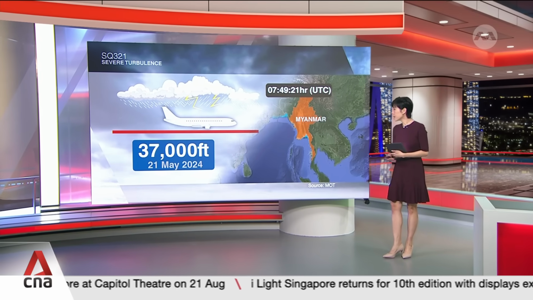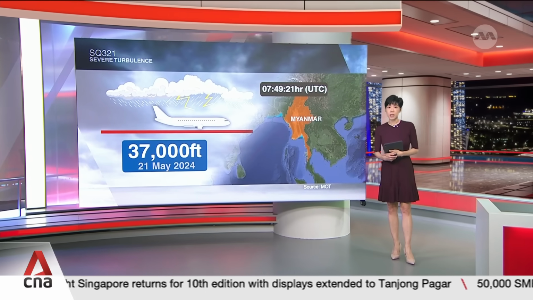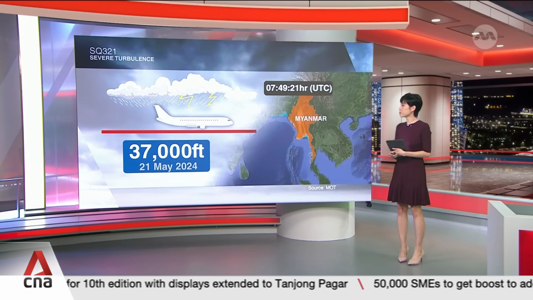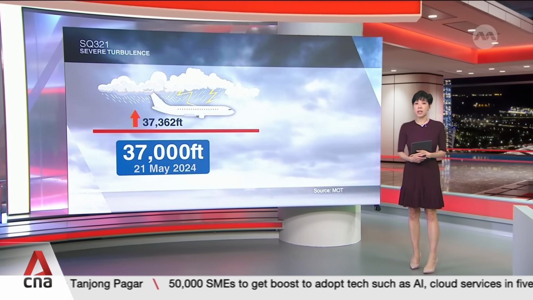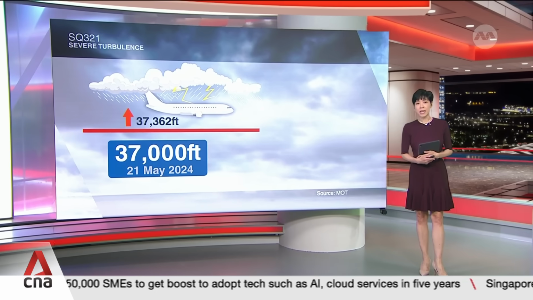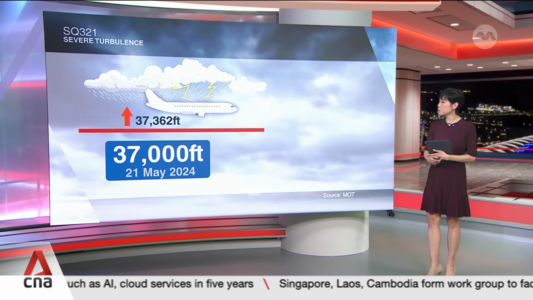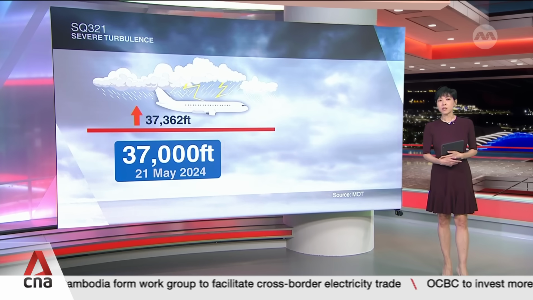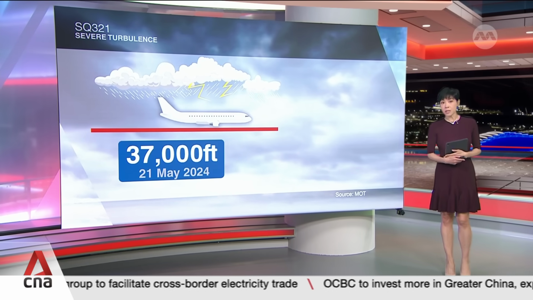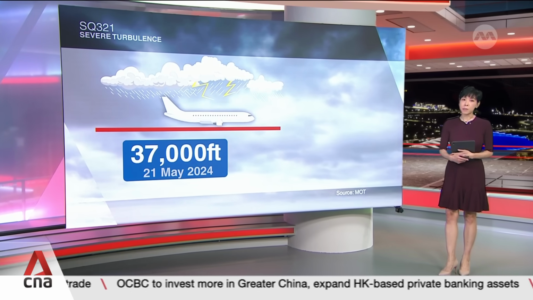The aircraft likely flew over an area of a developing storm when turbulence began. This would have caused the jet to vibrate slightly. Around the same time, there was an uncommanded increase in the aircraft's altitude. The plane climbed another 362 feet. In response, the autopilot pitched the aircraft down to its selected altitude of 37,000 feet. The pilots also noticed an uncommanded increase in airspeed, and they extended the speed brakes to slow the plane down.